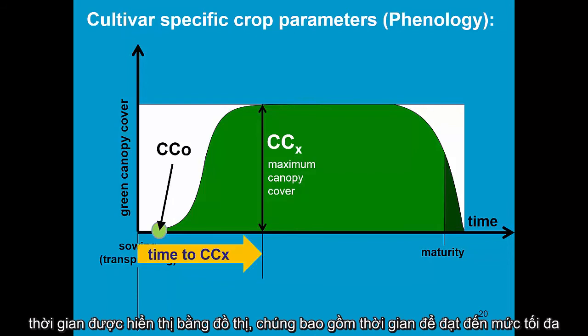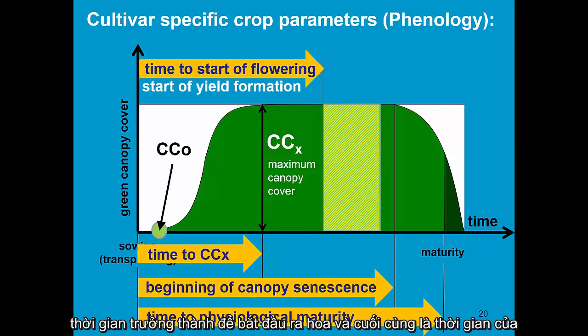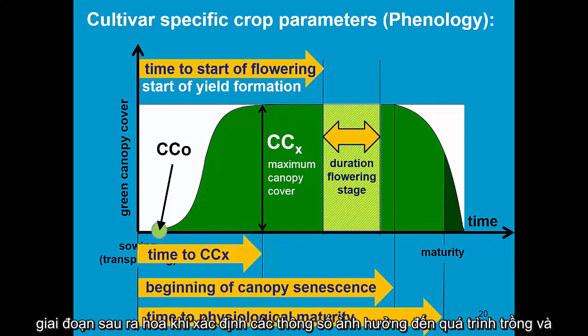They consist of the time to reach the maximum canopy cover, beginning of canopy senescence, time to physiological maturity, the time to start of flowering, and finally the duration of the flowering stage.